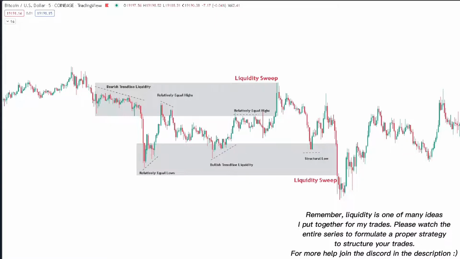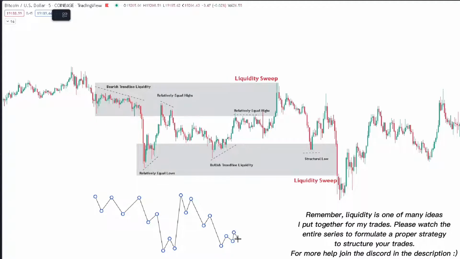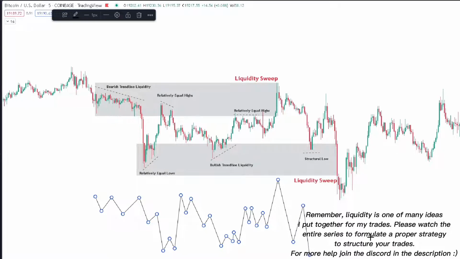So being able to visualize this bearish trend line, if we were to draw this out, we'd have a bearish trend line like this. We'll go down, relatively equal lows, relatively equal highs. We'll also have a bullish trend line right here. And then we have these 3 relatively equal highs. And then we have a liquidity sweep, everything up top. We create the structural low. Then we have a liquidity sweep, everything at the bottom.